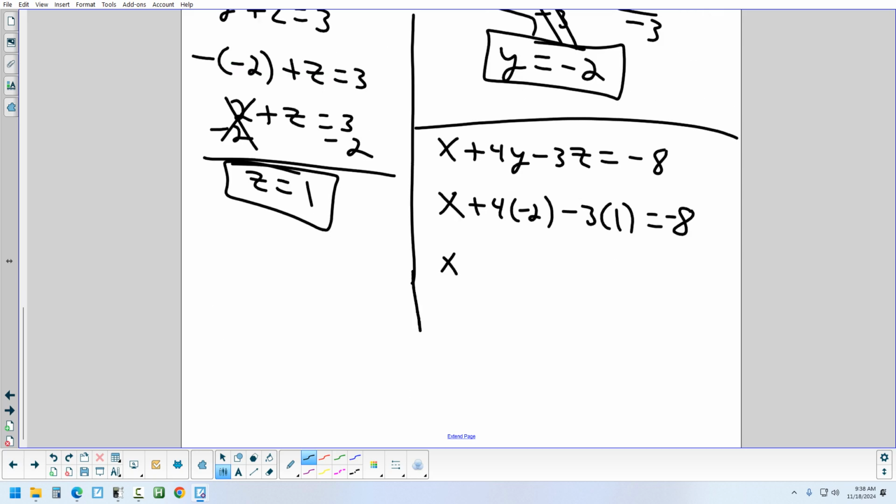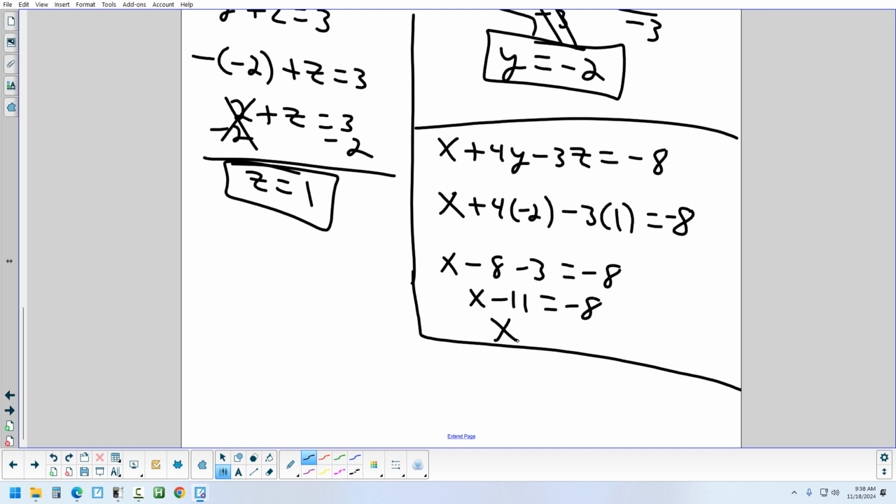So simplify. Negative 8 minus 3. What's negative 8 minus 3? Negative 11. And that would mean x is 3. Yep.